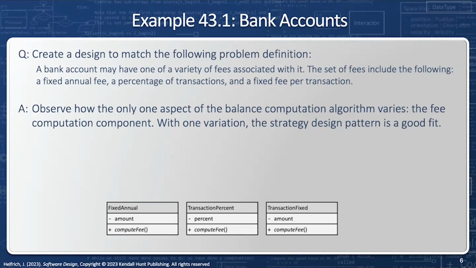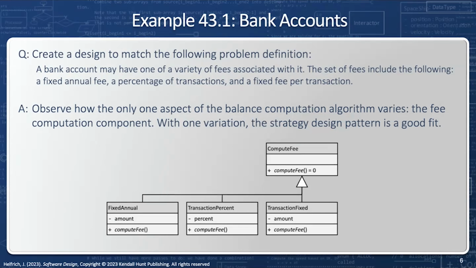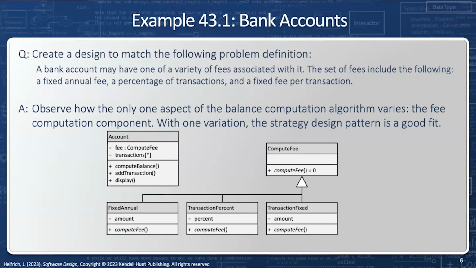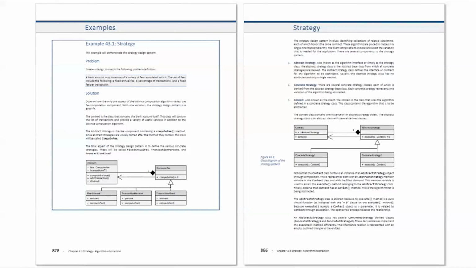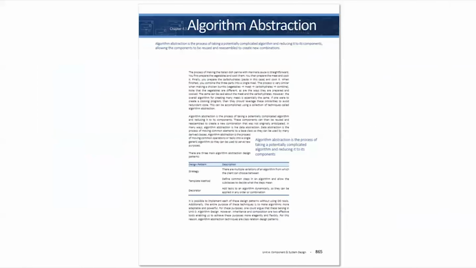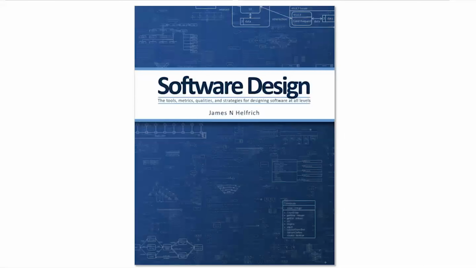Now, what is the common interface between all these? Well, it's the compute fee method, and I will put this in the compute fee abstract class. And they're all related by inheritance. Now, my client is going to be an account, and notice how compute fee is going to reference account, and account is going to have one instance of compute fee by composition. This is example 43.1 in the strategy section of the algorithm abstraction chapter of the software design textbook.